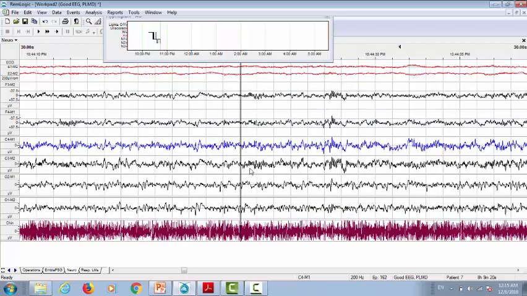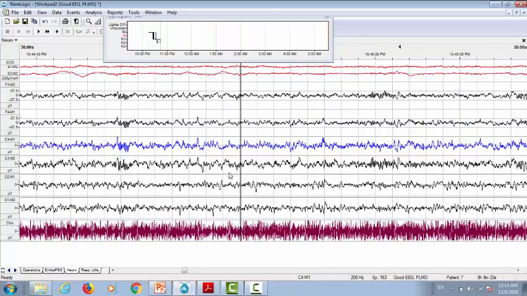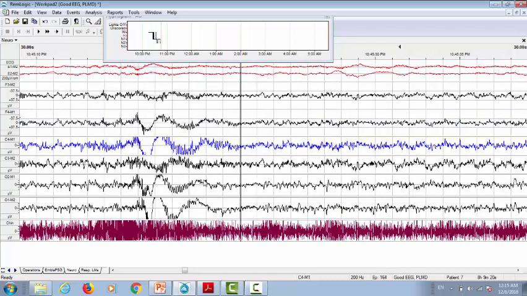We continue to score N2. No reason to stop scoring N2. Continue as N2. However, here we have an arousal.